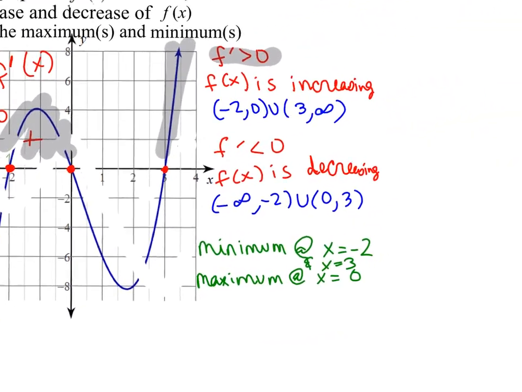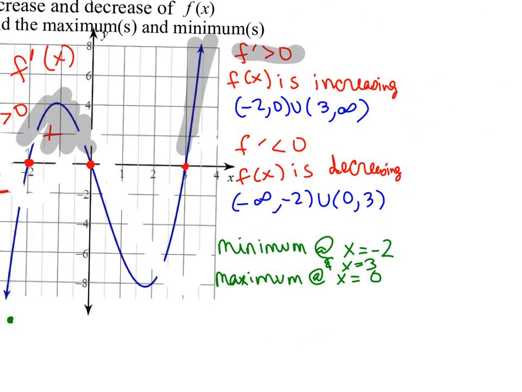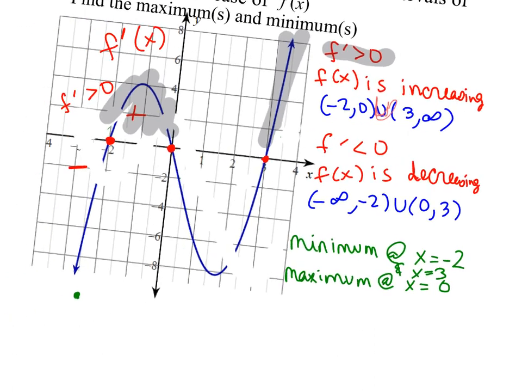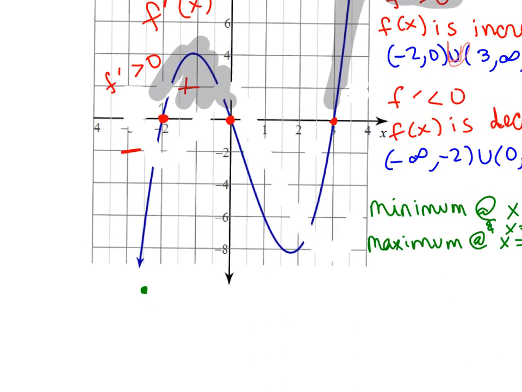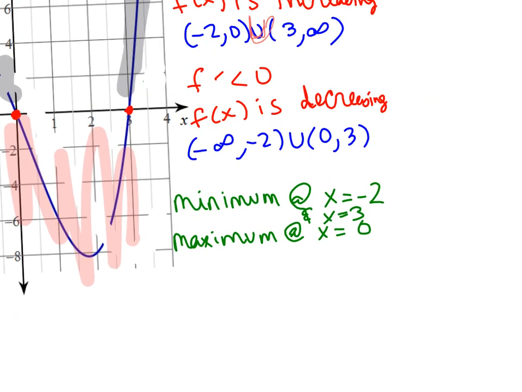Let's continue. That's when it's going to be increasing. I already talked about what this little symbol means. It means union. It means that you're combining two sets to make one domain. When is the derivative negative? Let's look. The derivative is negative when it's underneath the x-axis, so we're talking right here and right here. So from negative infinity to negative 2 and from 0 to 3.